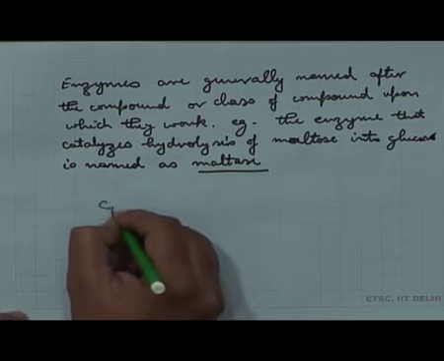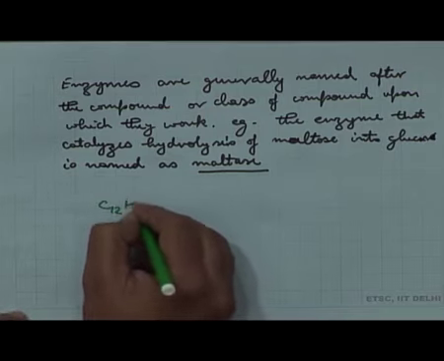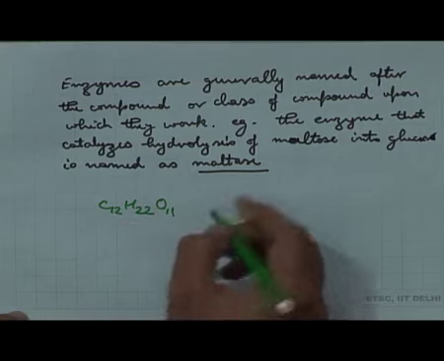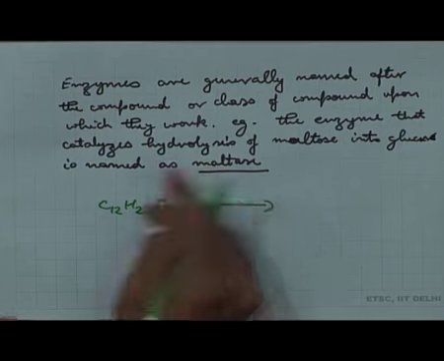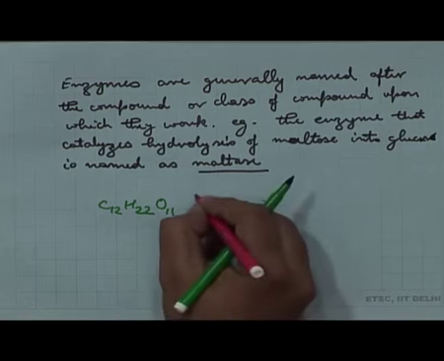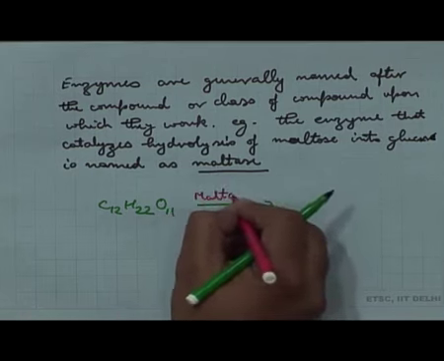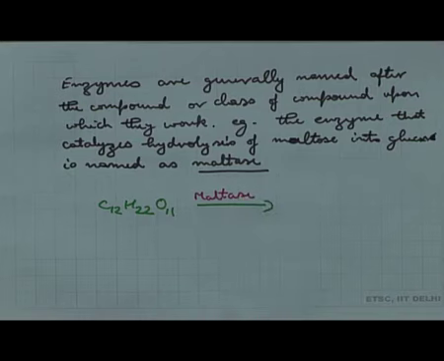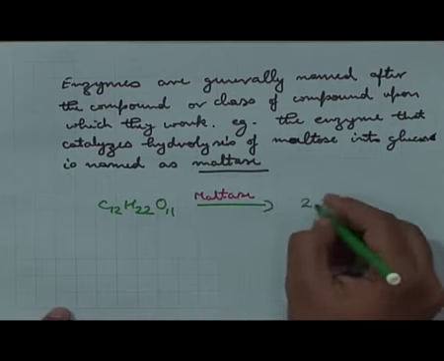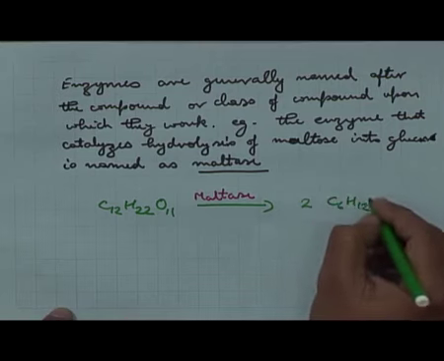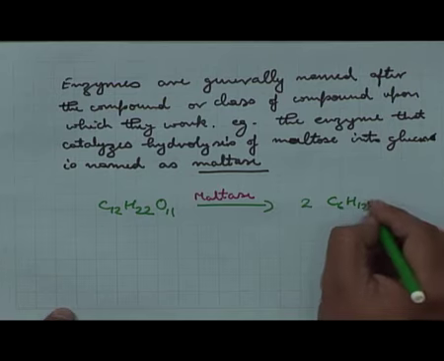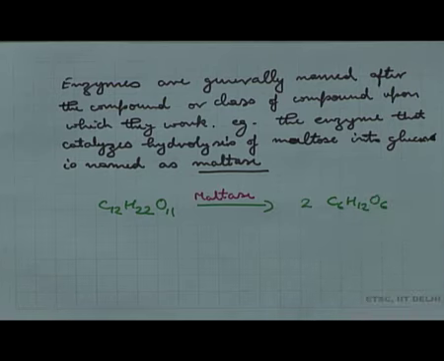Here is the maltose, and in presence of maltase, it gets converted to 2 glucose molecules, C6H12O6.